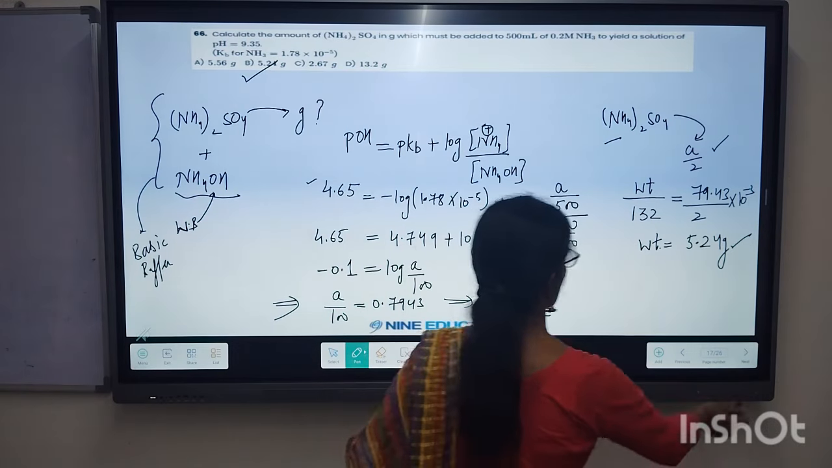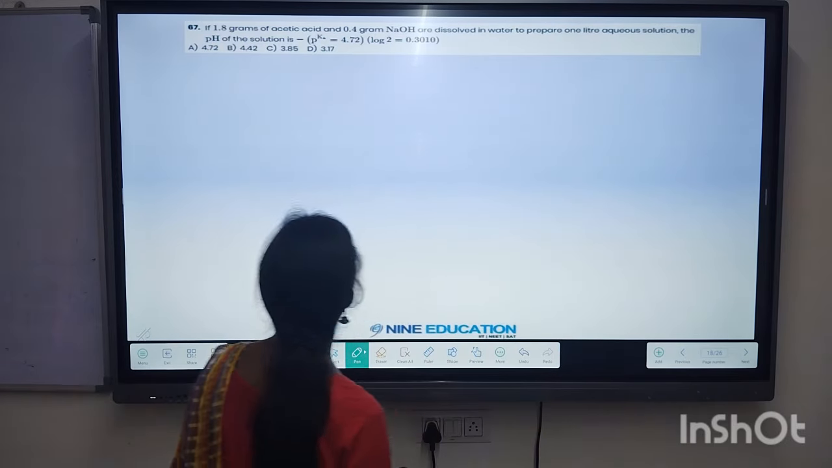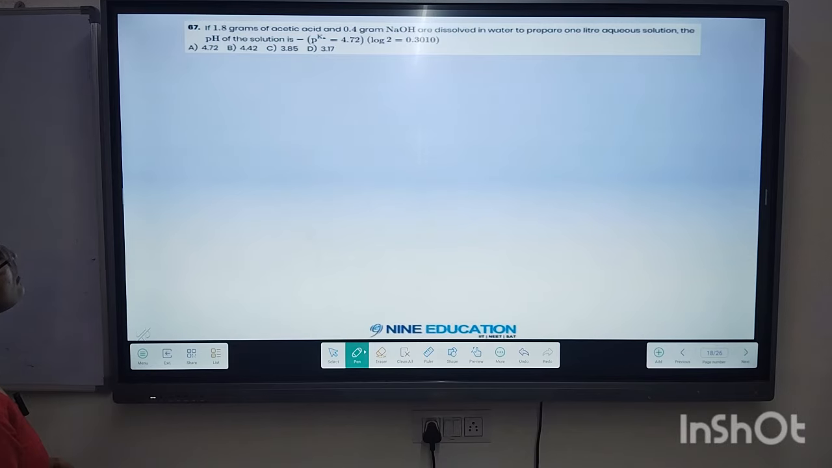Coming to the next one, we are having question number 67. If 1.8 gram of acetic acid and 0.4 gram NaOH are dissolved in water to prepare 1 liter aqueous solution, the pH of the solution is.